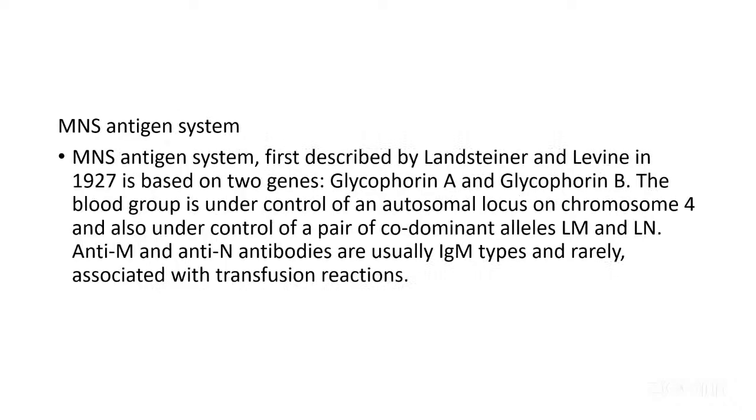So we have MNS. The MNS antigen system, first described by Landsteiner and Levine in 1927, is based on two genes, rather, glycophorin A and glycophorin B. The blood group is under control of an autosomal locus on chromosome 4, and also under control of a pair of codominant alleles, LM and LN. Anti-M and anti-N antibodies are usually IgM types and rarely associated with transfusion reaction. As simple as ABC. Okay, very simple.